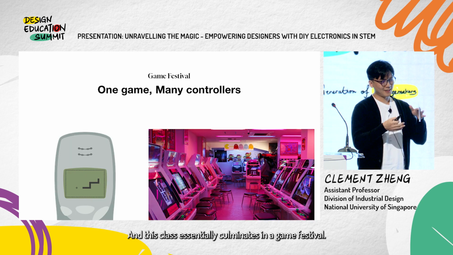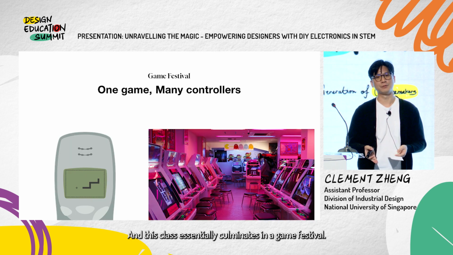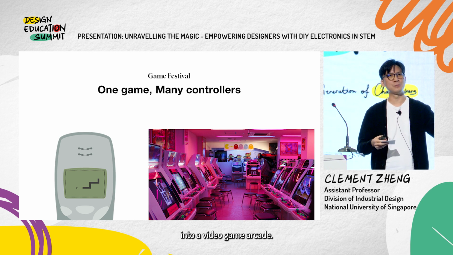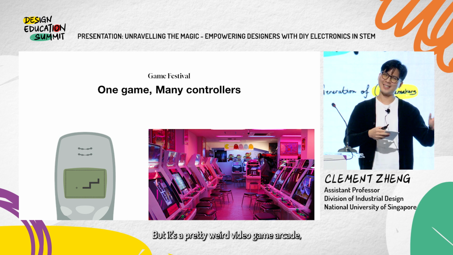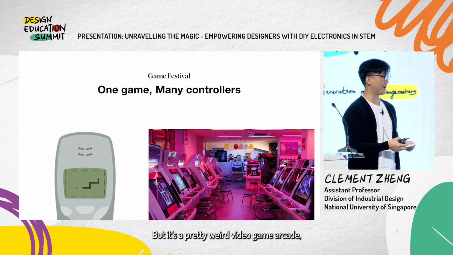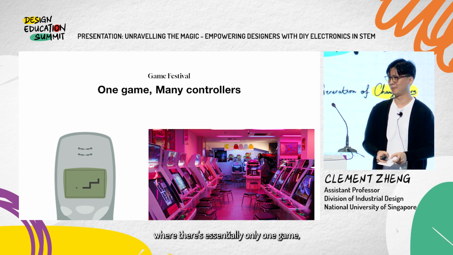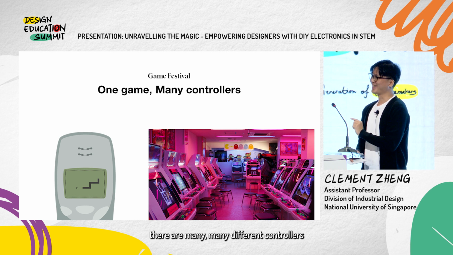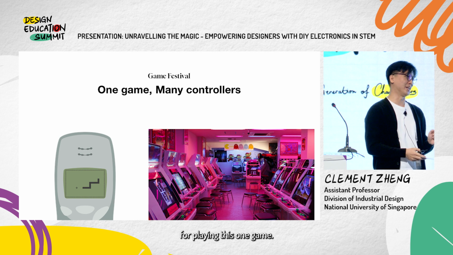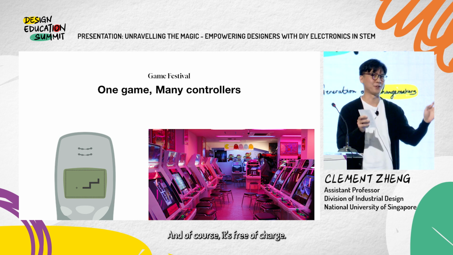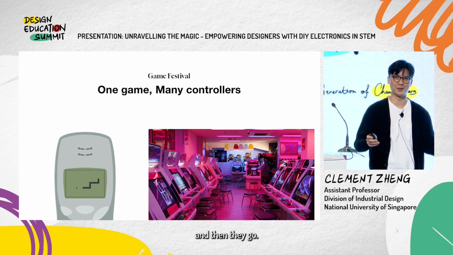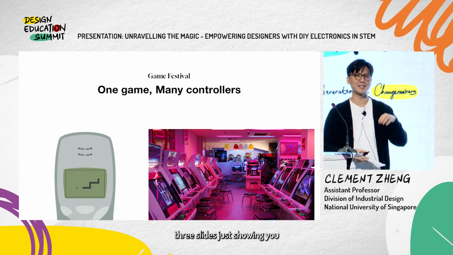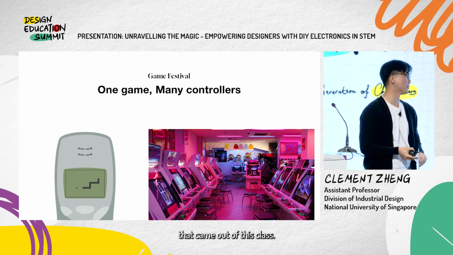And this class essentially culminates in a game festival. So it's a game festival where we transform the classroom into a video game arcade. But it's a pretty weird video game arcade, right? Where there's essentially only one game, which is Snake. But there are many, many different controllers for playing this one game, right? And of course, it's free of charge. People just come in, they play the game, and then they go. So I want to spend the next 3 slides just showing you some of the outcomes that came out of this class.